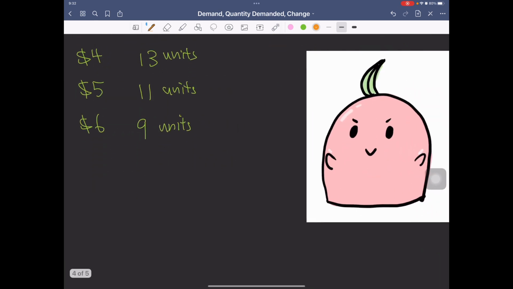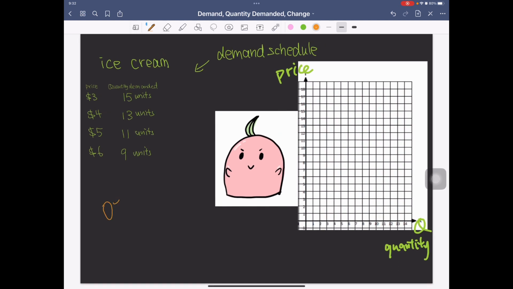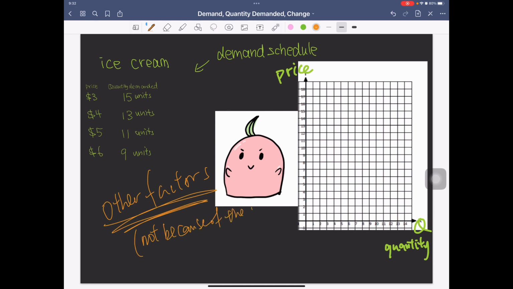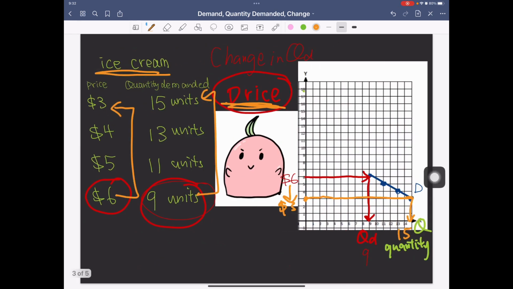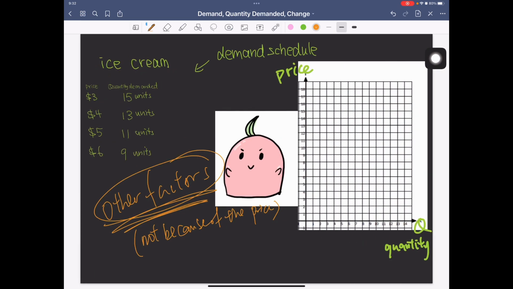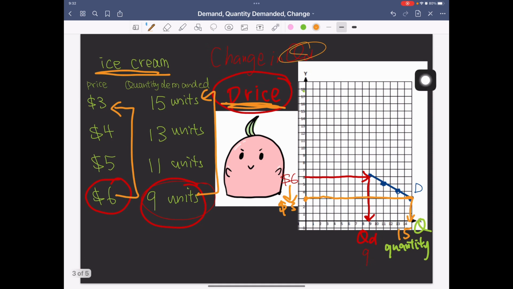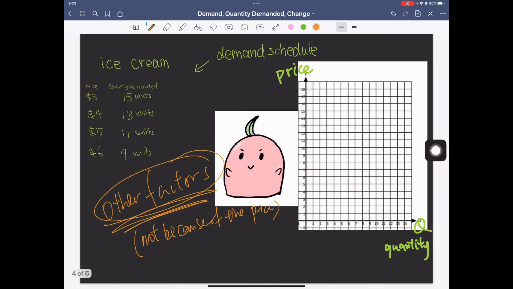Change in demand refers to some other factors causing the change, and it is not because of the price. If it is the change of its own price, it is the change in quantity demanded. But if it is caused by some other factors, we have no way to present it in the graph just by the original demand curve, because there is a change in our demand schedule.